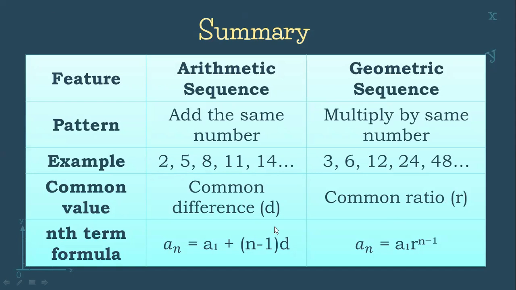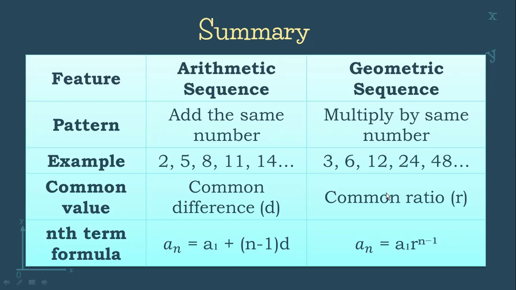So we have here the formula to get the nth term of the arithmetic sequence, which is a sub n is equal to a sub 1, which is the first term, plus the quantity n minus 1 multiplied by the common difference. So for the geometric sequence, meron po tayong same number na laging minumultiply. So we call that the common ratio.